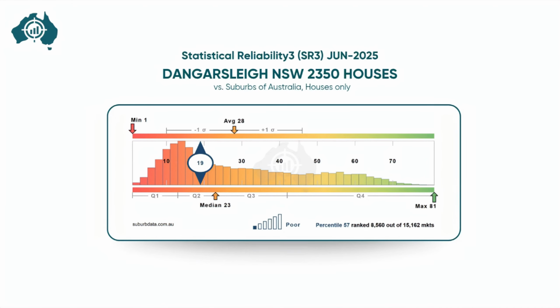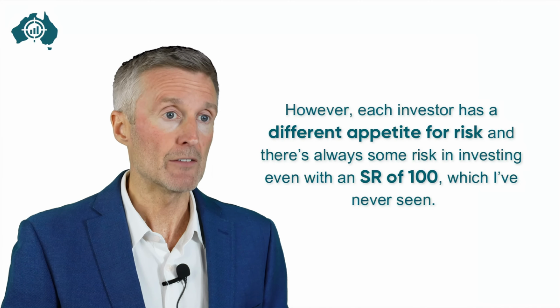The calculation is geared to make a score of 50 the pass mark. Investors aiming to buy in suburbs with SR scores below 50 are thought to be taking too much risk. However, each investor has a different appetite for risk, and there's always some risk in investing, even with an SR of 100, which I've never seen.